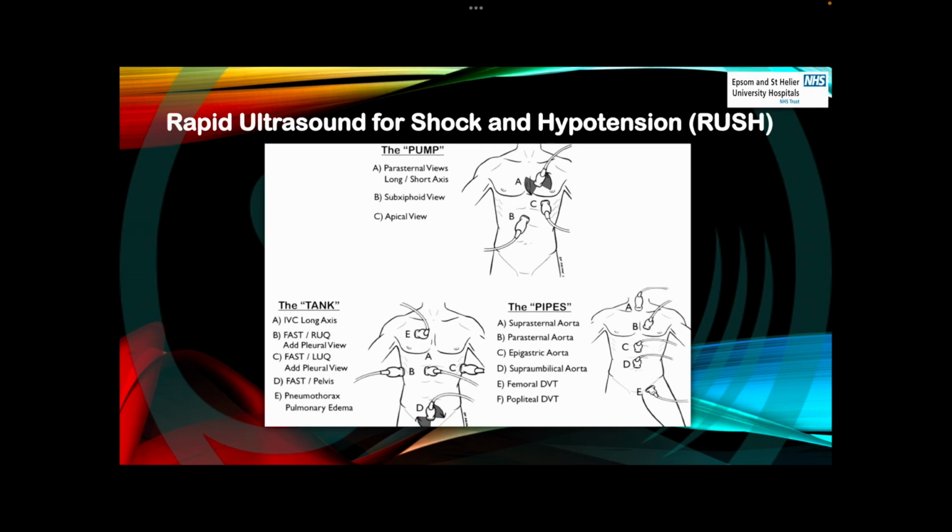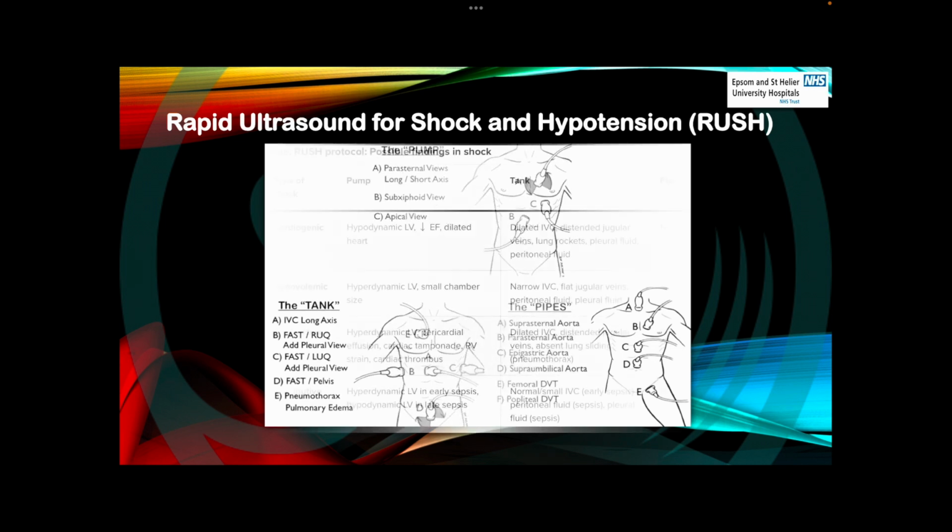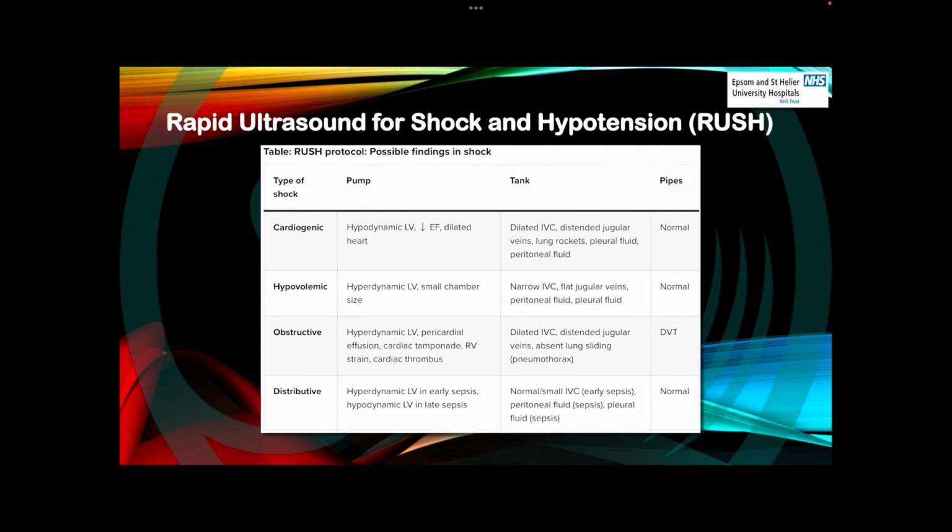Now, with regards to the pipes, we need to ask a question: are the pipes obstructed or blocked? We have to do a systematic assessment of the major arteries and veins for any abnormalities. Ruptured pipes, like the AAA and aortic dissection, and also clogged pipes, like in deep venous thrombosis. Okay, this is the protocol.